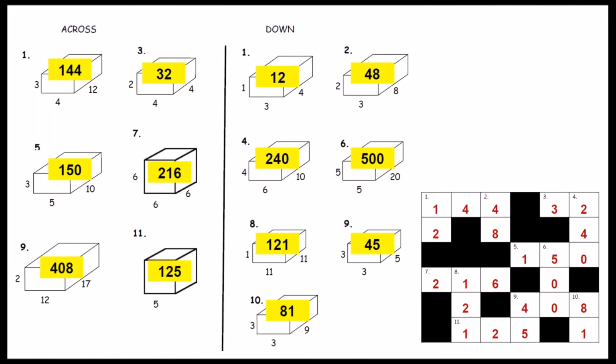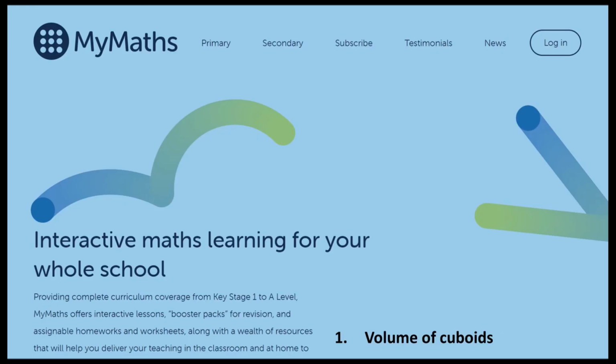And here are your answers. On the left, you've got the specific answers for each question, and on the right hand side, you've got the completed crossword. Once you have marked all your work and you're happy that you understand everything from today's lesson, please take a photo and submit each sheet to Show My Homework so I can see how you've got on.